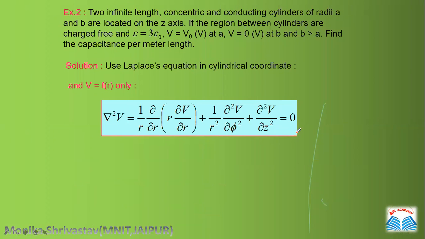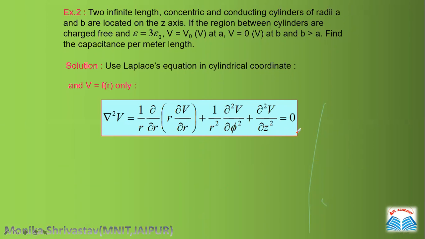The first example was for Cartesian coordinates, and the second one is for cylindrical coordinates. And this example says two infinite length concentric conducting cylinders of radii a and b are located on the z axis. The region between the cylinders is charged with rho and epsilon equals 3 epsilon naught, V equals V naught volt at a, V equals 0 volt at b, and b is greater than a. Then find the capacitance per meter length.